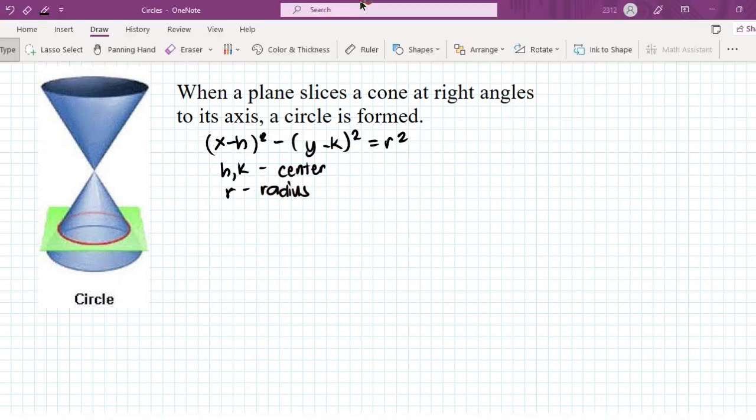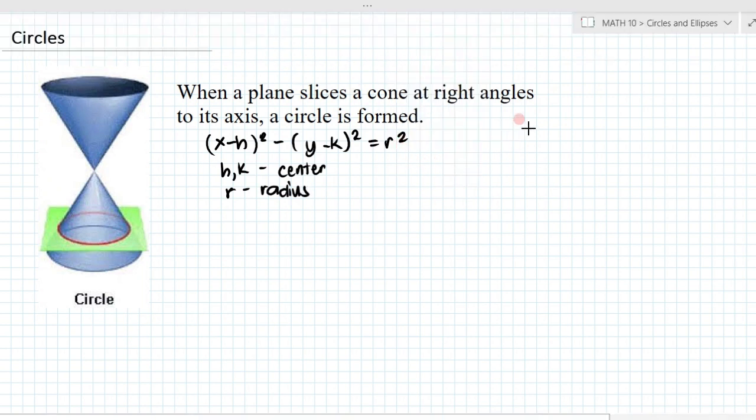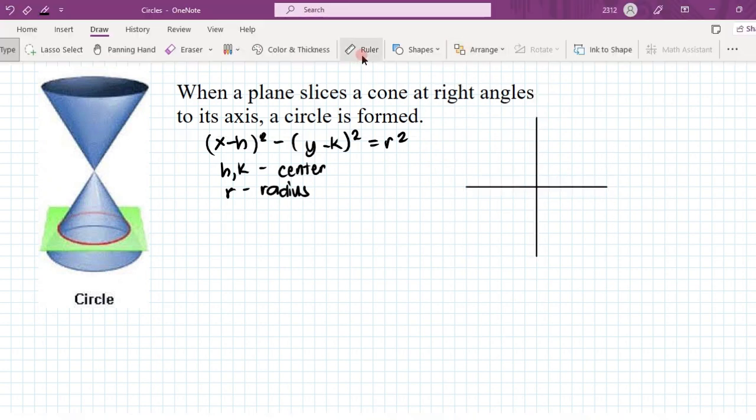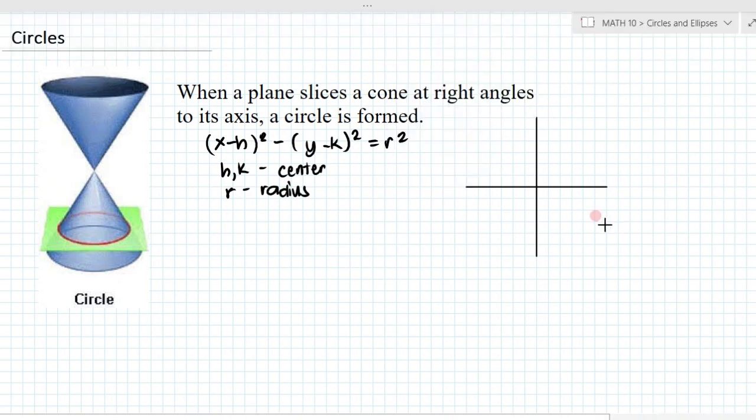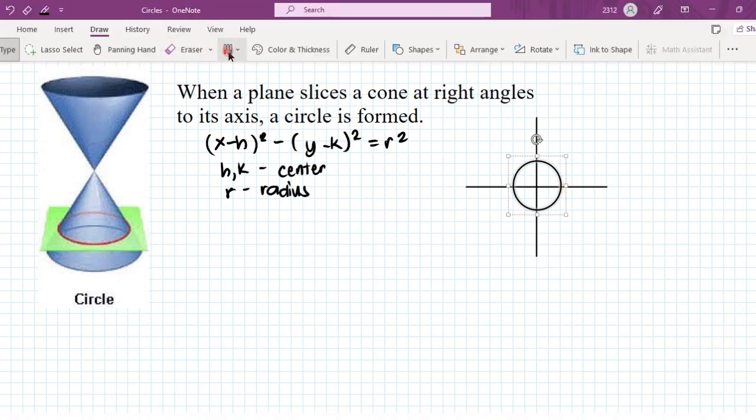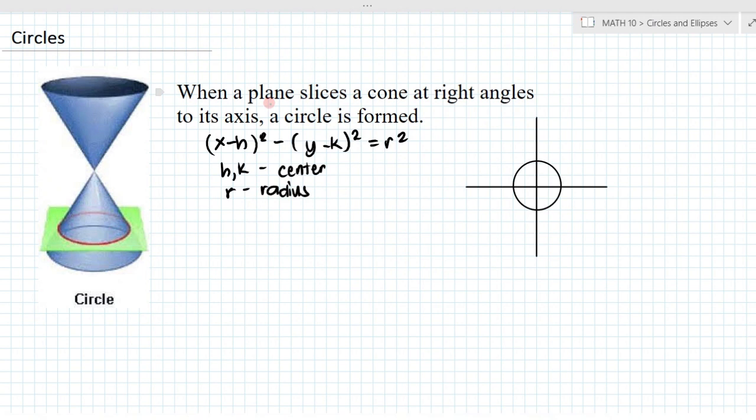To put it simply, this is what the graph would look like. Let's say that the center is at the origin. That's what it looks like. Then, as you can see, here is the center, h and k, and this is our radius.